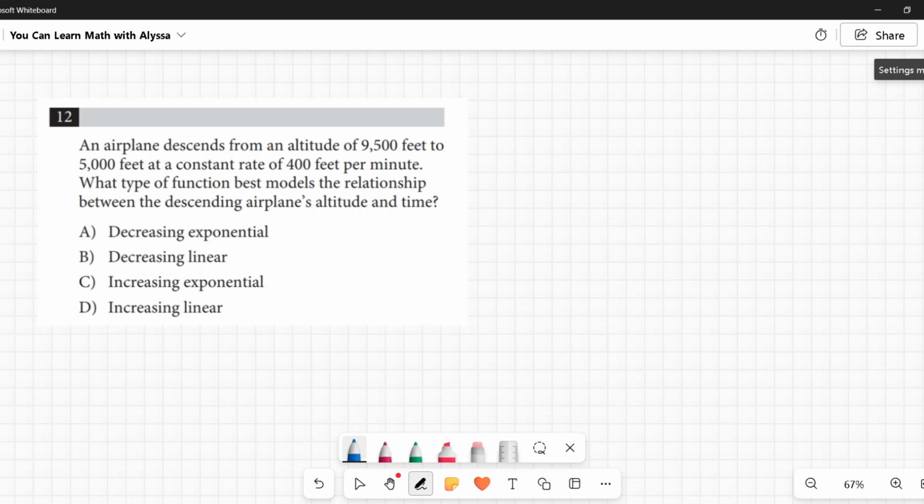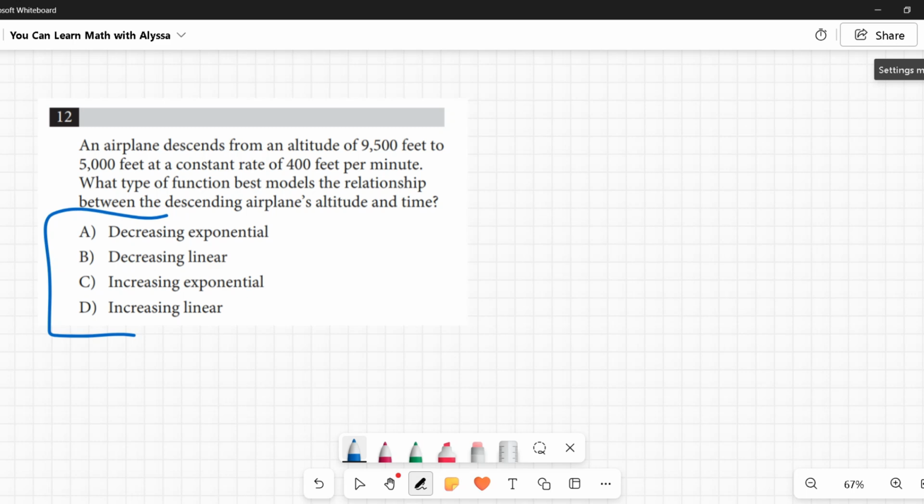Number 12, an airplane descends from an altitude of 9,500 feet to 5,000 feet at a constant rate of 400 feet per minute. What type of function best models the relationship between the descending airplane's altitude and time? They love this kind of thing where they give you a word problem, and then these are your 4 options.